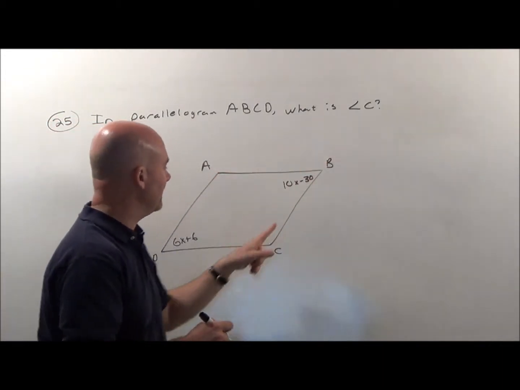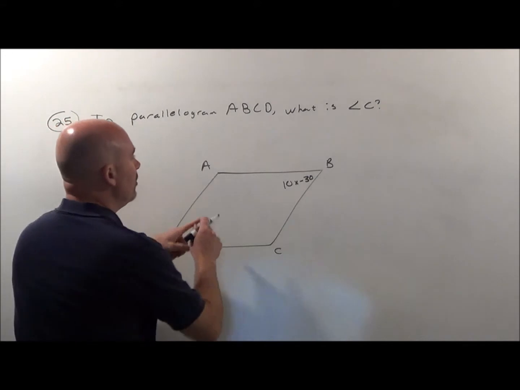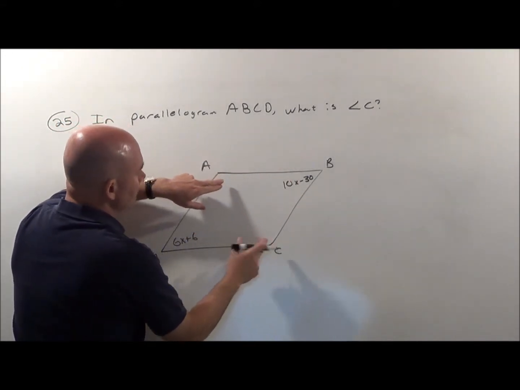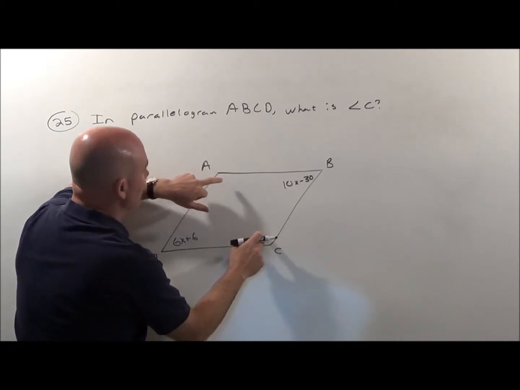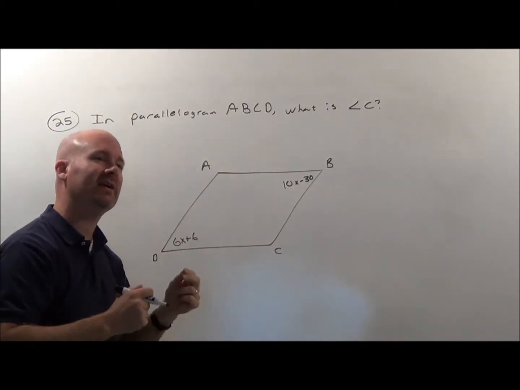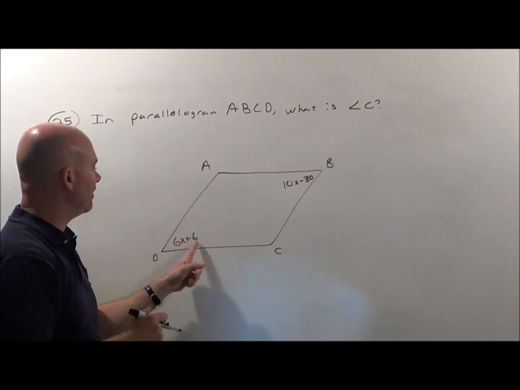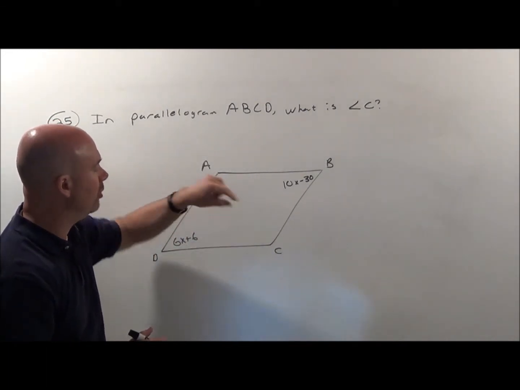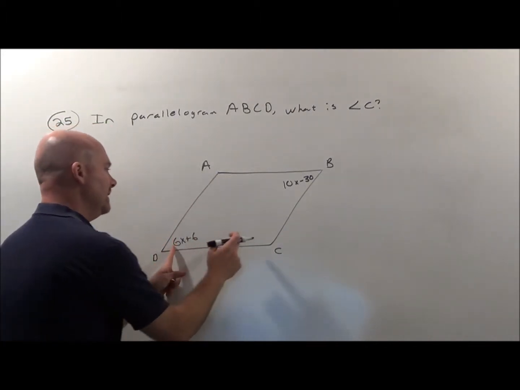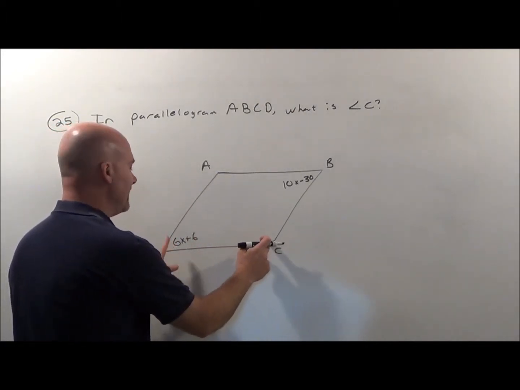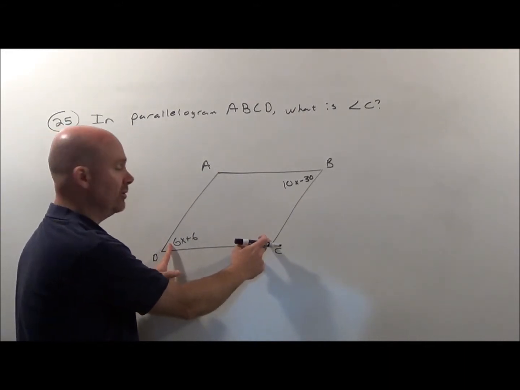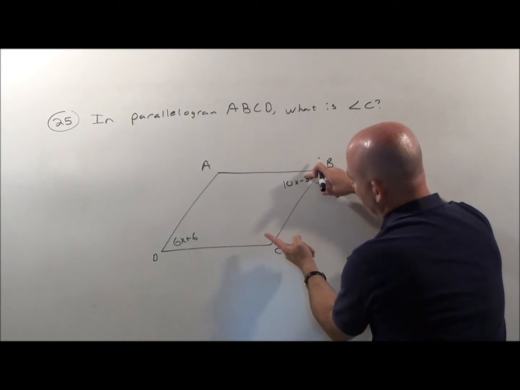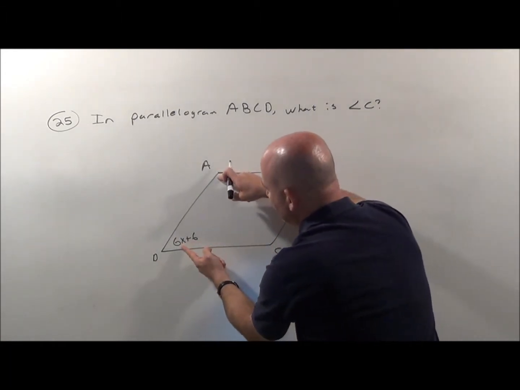But it asked me about angle C. Now, since it's 360, that will leave me whatever's left over to be divided equally between A and C. But the other thing we know is in a parallelogram, not only are the opposite sides going to be equal, those will be equal and those will be equal, but two angles side by side are supplementary. They'll add up to 180. And that guy will add up to 180. And B and C will add up to 180. A and D will add up to 180.